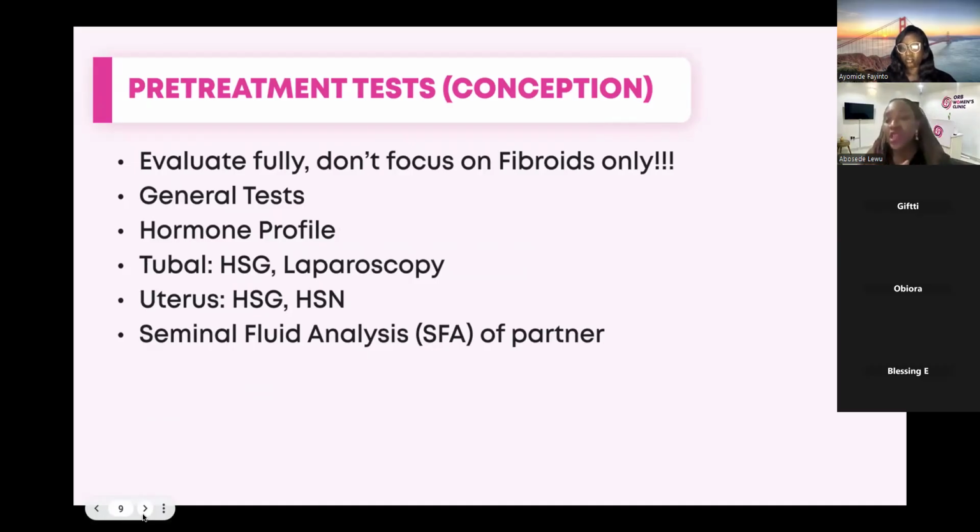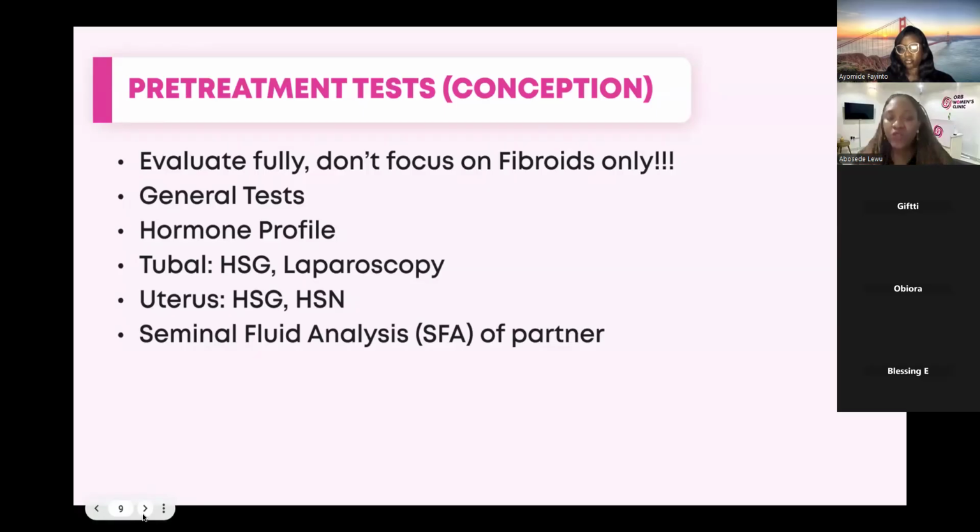So if a woman is trying to get pregnant and she has fibroids, don't just go and do a scan. Do a full evaluation, especially if you've been trying for 1 year. There may be other reasons why you're not getting pregnant, and it's not just the fibroids. So all those general tests I spoke about in the previous slide, the hormone profile, and also check your tubes. Just because a woman has fibroids does not mean that tubes cannot be blocked. So if you're not getting pregnant, don't think it's the fibroid that is responsible for it. Do all the tests that your doctor recommends to check your tubes.